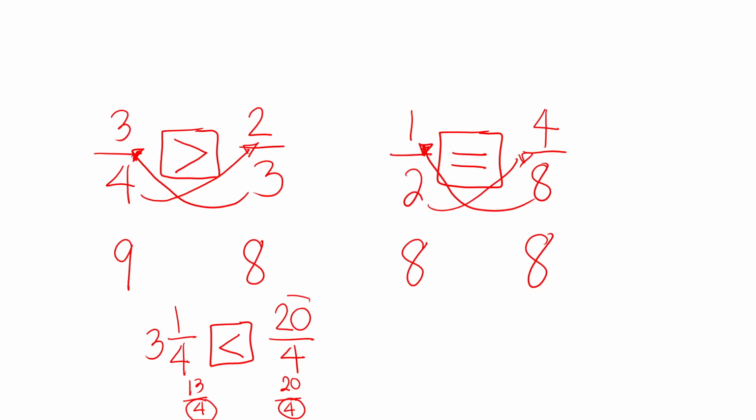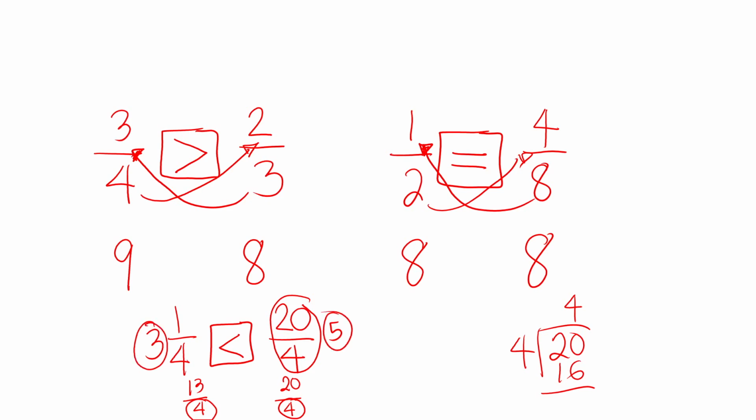Sir, can I convert it into a mixed number? Yes, of course. So, what is 20 divided by 4? That's 5. So, 20 over 4 is 5. Which is bigger, 3 or 5? 5. So 20 over 4 is bigger. Is this clear, section?